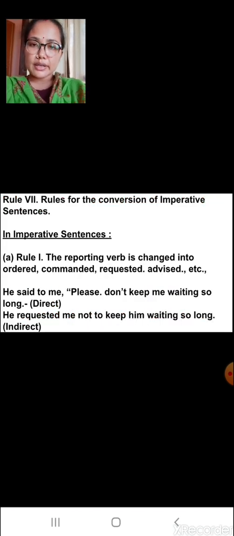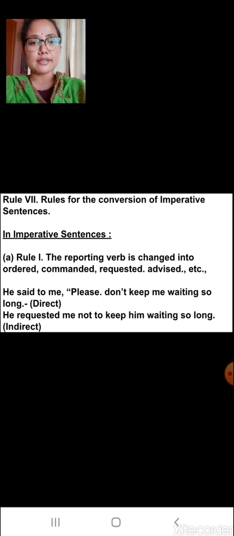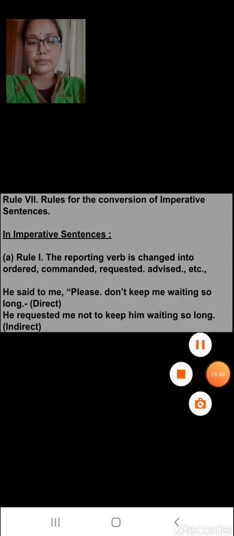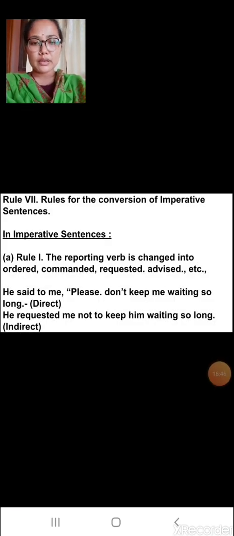Rule number 7 is rules for the conversion of imperative sentences. In imperative sentences, the first rule is the reporting verb is changed into ordered, commanded, requested, advised, etc. For example, he said to me, "Please don't keep me waiting so long." The same sentence, if we change into indirect speech, will be, he requested me not to keep him waiting so long.